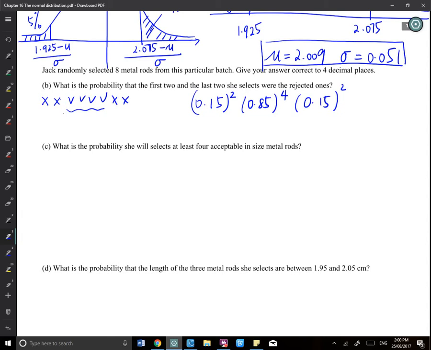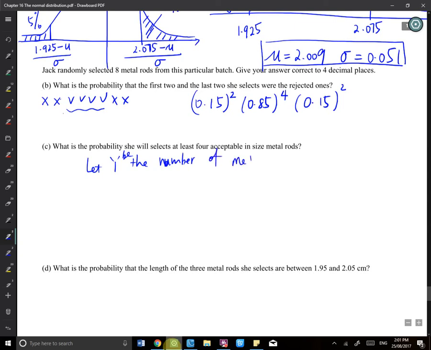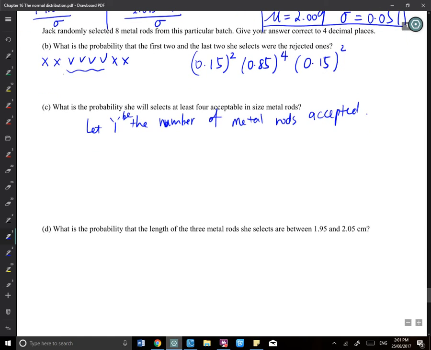Okay, next question, the hard ones. Okay, what is the probability she will select at least 4 acceptable in the size of the metal rolls? Okay, so let Y be the number of metal rolls accepted. Okay, so the acceptable ones are X, Y.